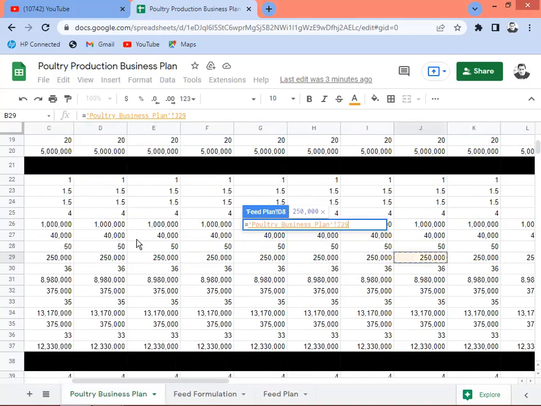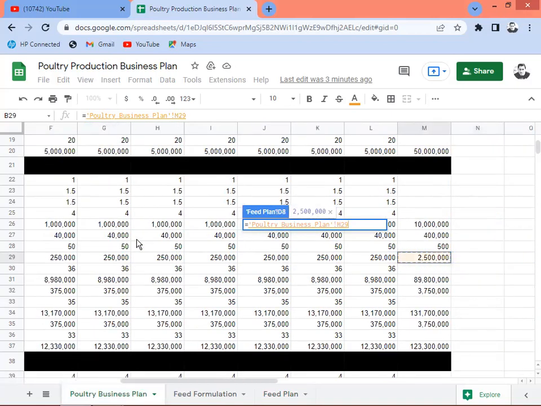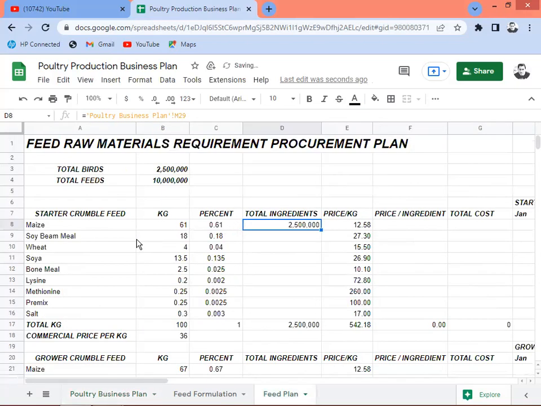First, we get the volume of the required total weight of the feed that we're going to be producing for the starter feeds. It's 2,500,000. That would be our total ingredients. I'm going to fix it with F4, and then multiply it by 61%. The maize is only 61%.